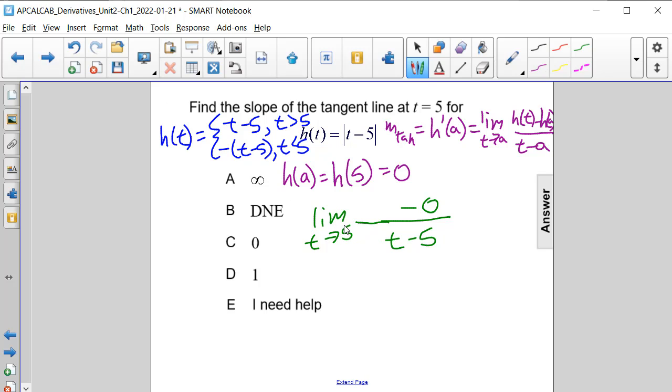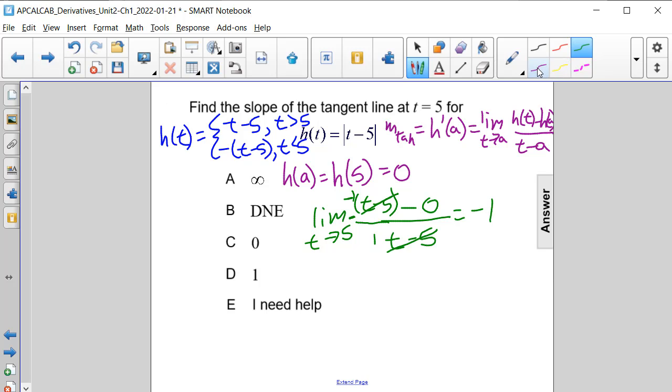So first, we need to take both the left and right-handed limits as t is approaching 5. Let's do it from the left first. From the left, it will be this part, which is negative t minus 5, and that's what we would substitute in here. We have the common factors of t minus 5 in both the numerator and denominator. They cancel out and become 1s. So we have a negative 1 over positive 1, which is negative 1.